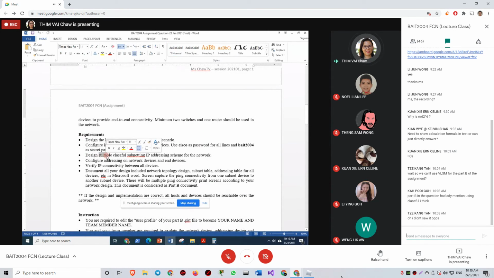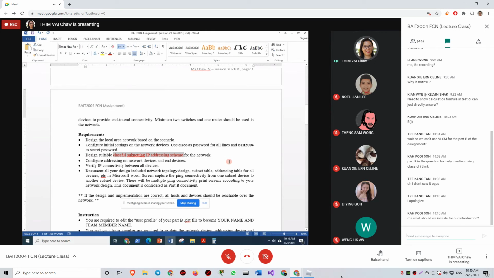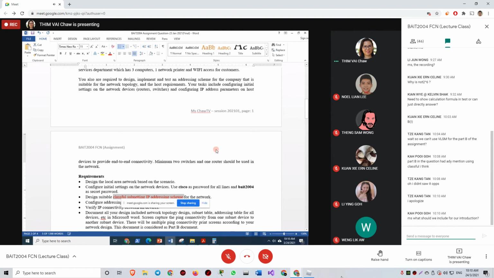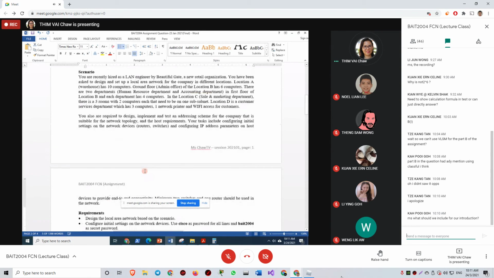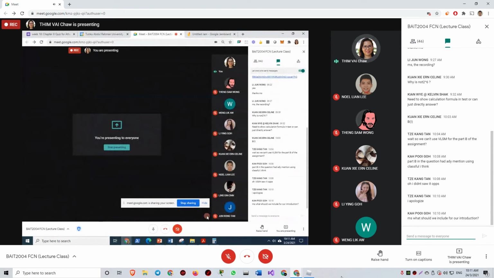Design a suitable classful subnetting IP addressing scheme. This is the key point. They are not asking you to use VLSM. So whoever is using VLSM, you need to change it, or else you do not fulfill the requirement. The addressing table that you created also does not fulfill the requirement. Any other questions? You must understand the question requirement.